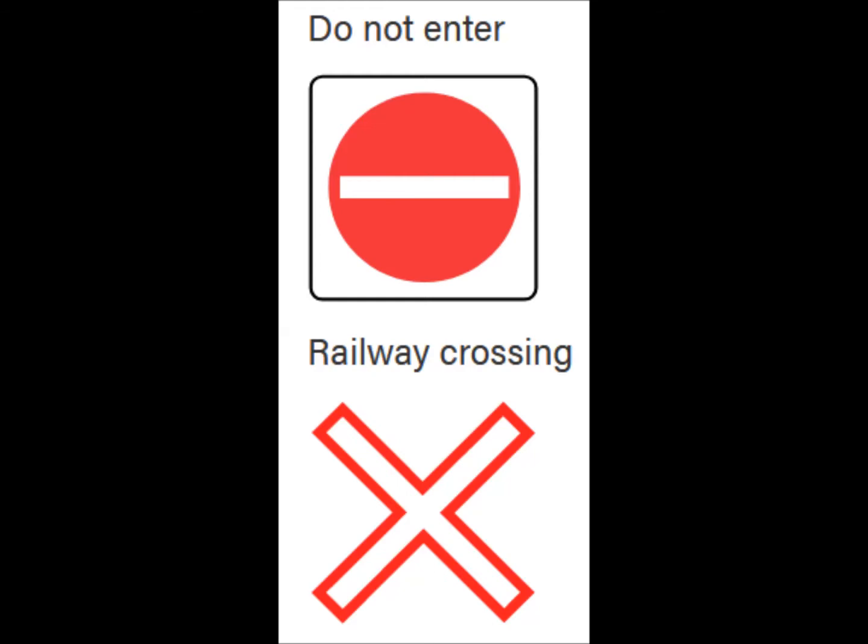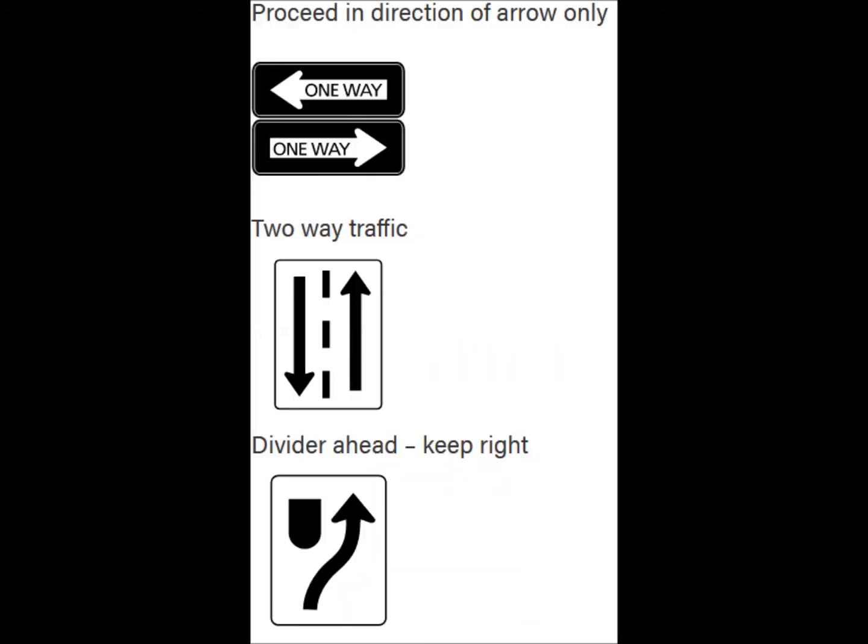Railway crossing. An X with a red outline and white interior. Traffic direction signs. Proceed in direction of arrow only. Image descriptions: a black rectangle with a left pointing arrow and black lettering saying one way. A black rectangle with a white right pointing arrow with black lettering one way.